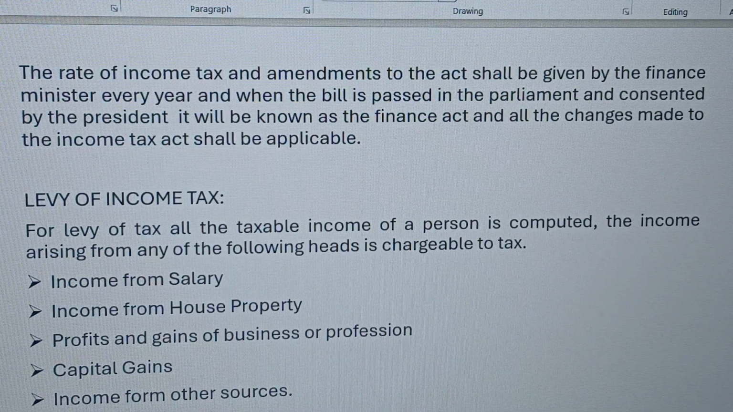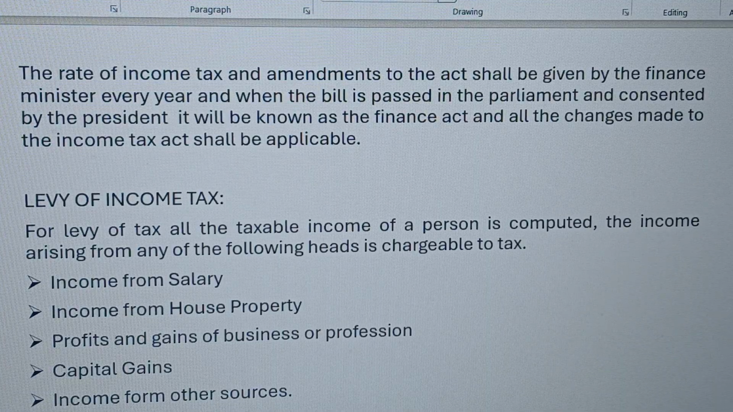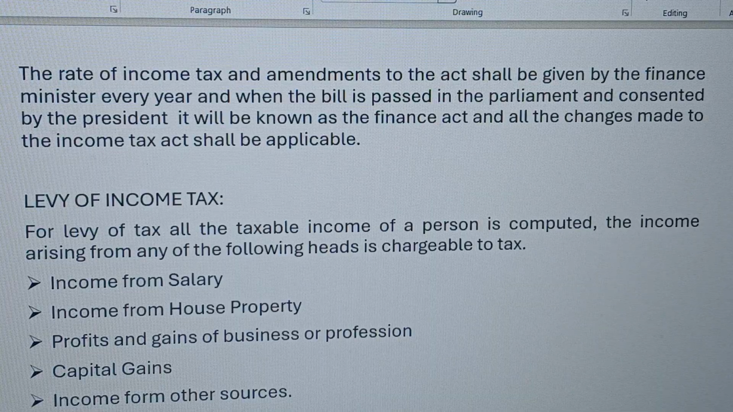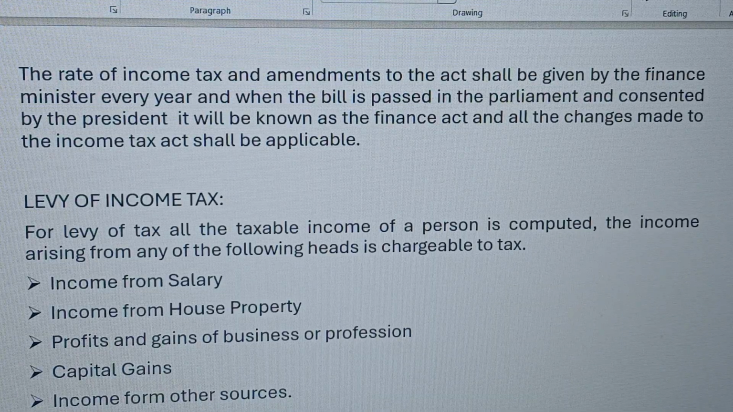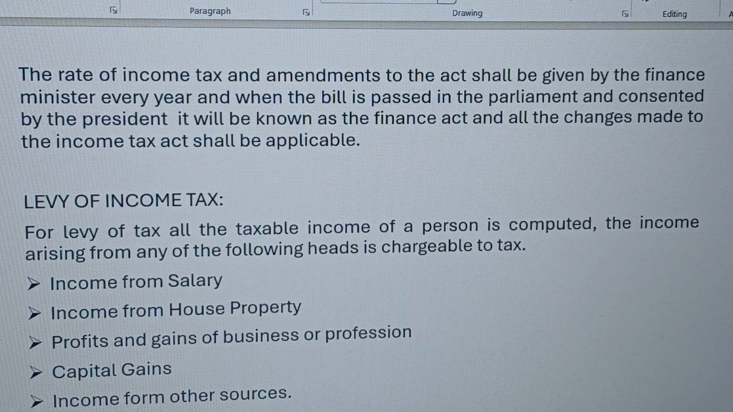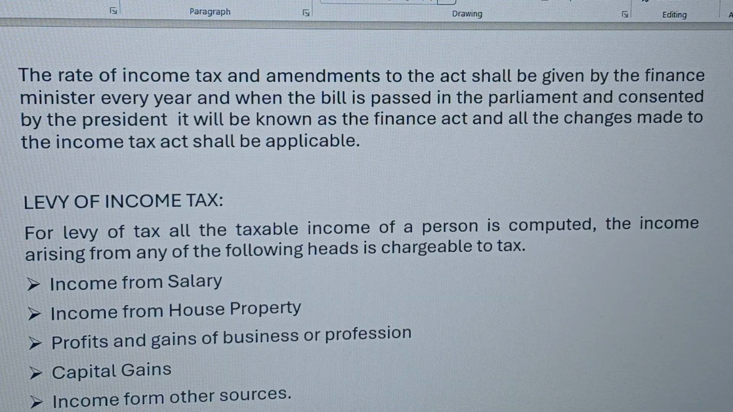For charging of the income tax, all the taxable income of a person is computed. The income arising from any of the following heads is chargeable to tax. The following five heads are there. Whatever income is earned from those five heads will be calculated and computed as the taxable income. On that taxable income, we will charge the income tax.